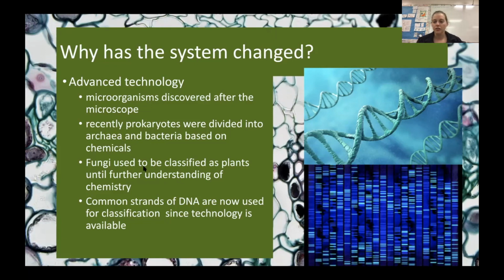Fungi used to be classified as plants because they didn't move and they kind of look like a plant. But we know now that they're heterotrophic and have characteristics more similar to animals in their chemistry.